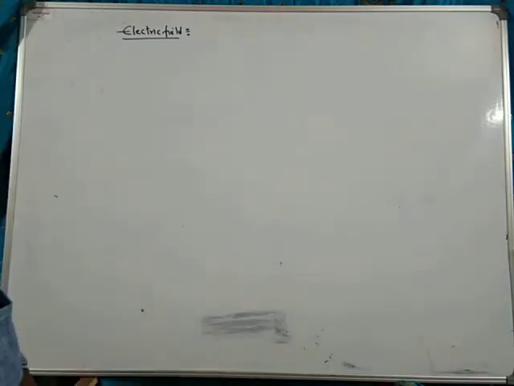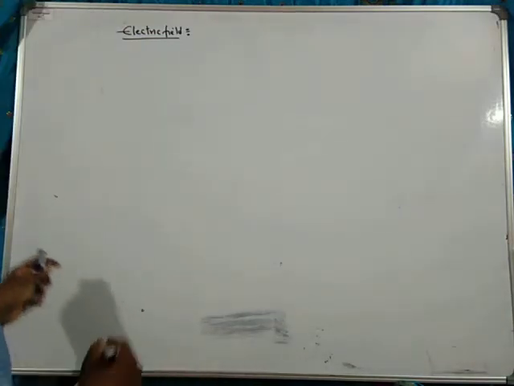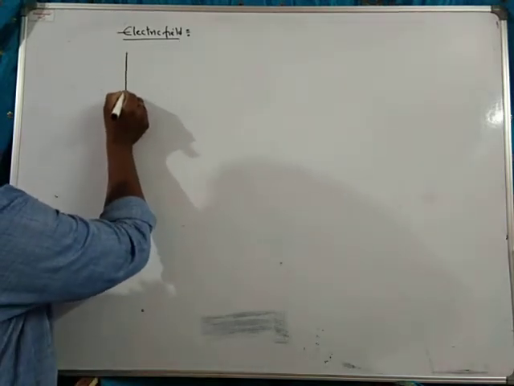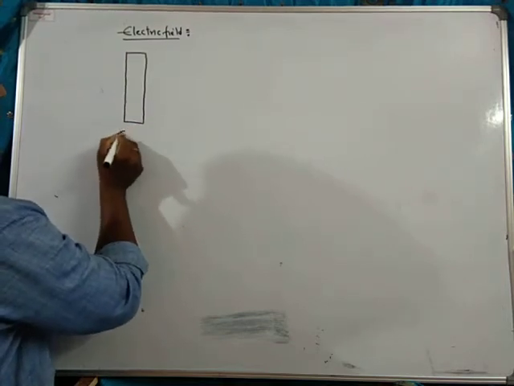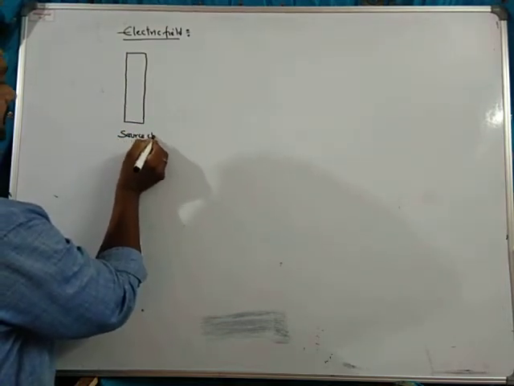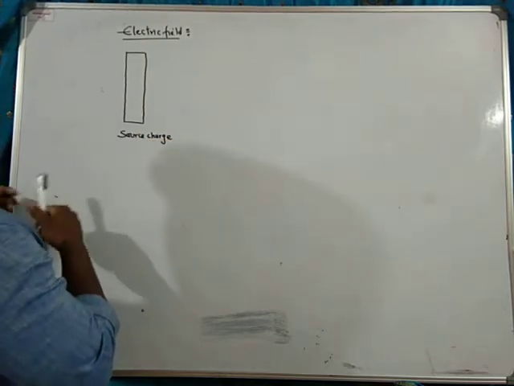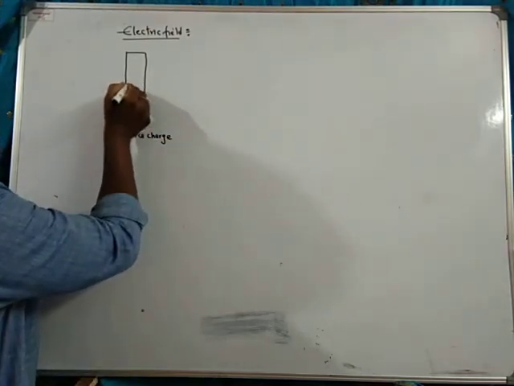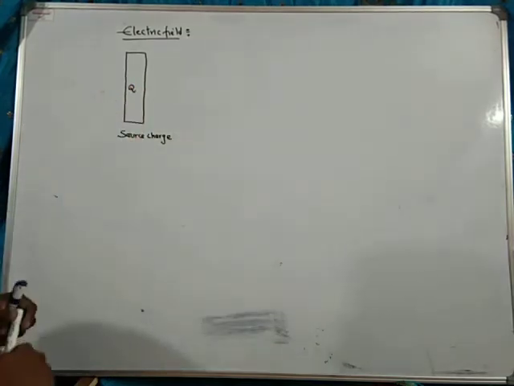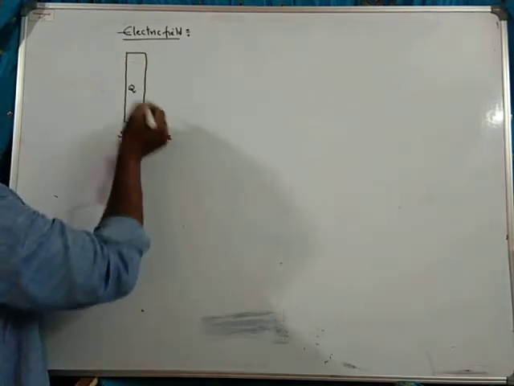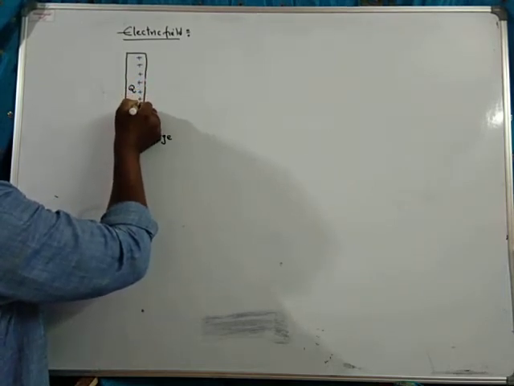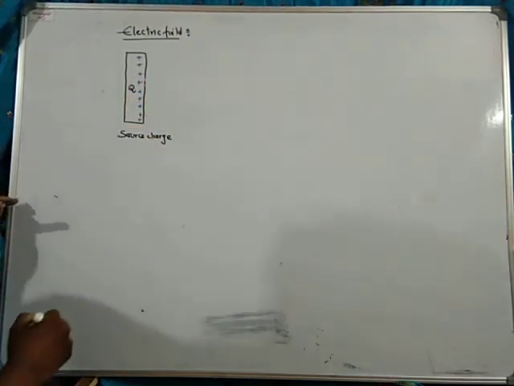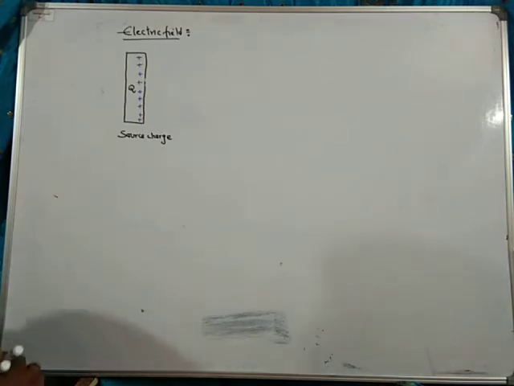So what is the electric field? Here, initially, we will consider a source charge, denoted with capital Q, and we are considering this source charge as a positive charge.